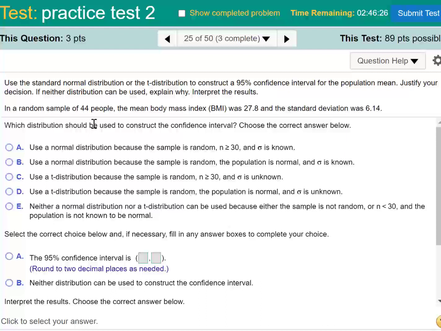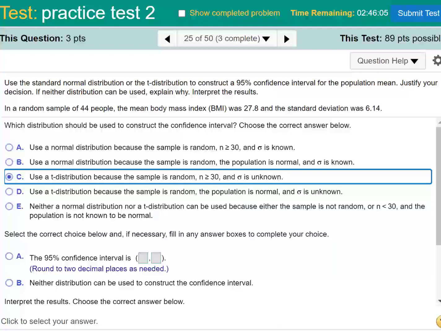Okay, since he gives me a sample size more than 30, he didn't mention that the population is normally distributed. It doesn't have to be because the sample size is more than 30. He gives me X bar 27.8 and S 6.14, so we use t-distribution, which is here.